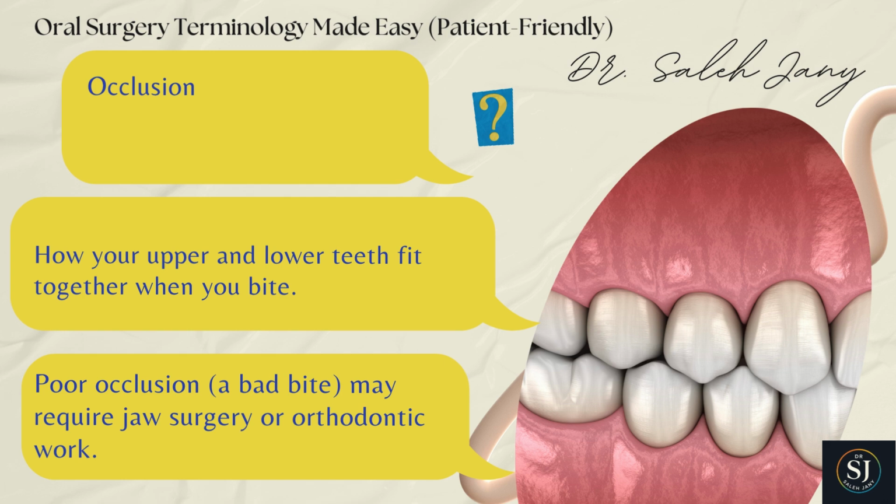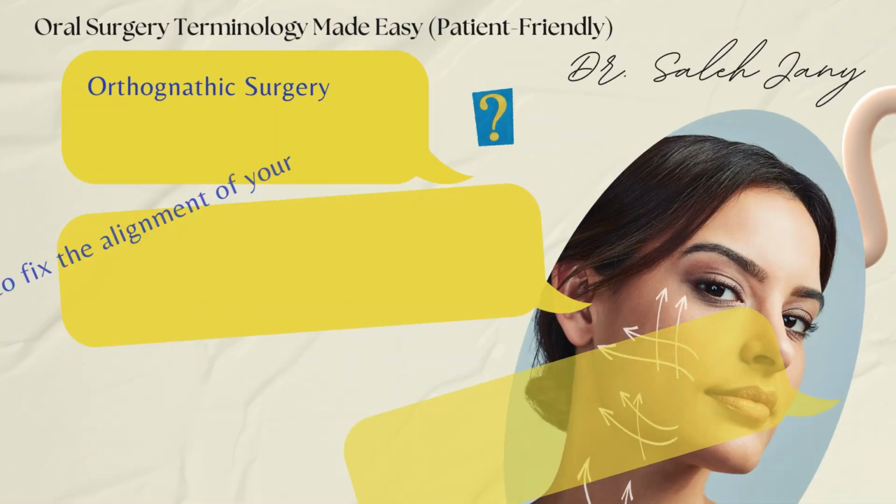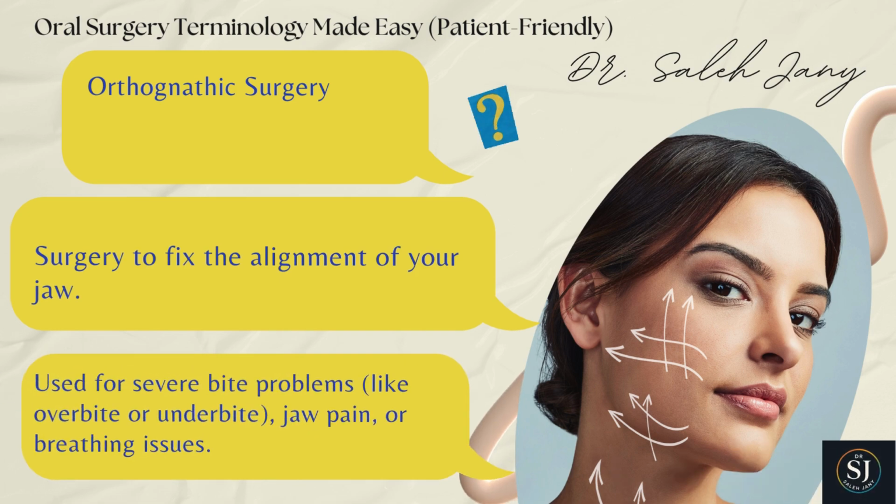Occlusion. What it means: how your upper and lower teeth fit together when you bite. A poor occlusion, a bad bite, may require jaw surgery or orthodontic work. Orthognathic surgery. What it means: surgery to fix the alignment of your jaw. Explanation: used for severe bite problems like overbite or underbite, jaw pain, or breathing issues.